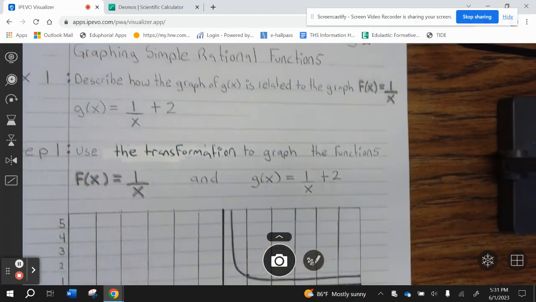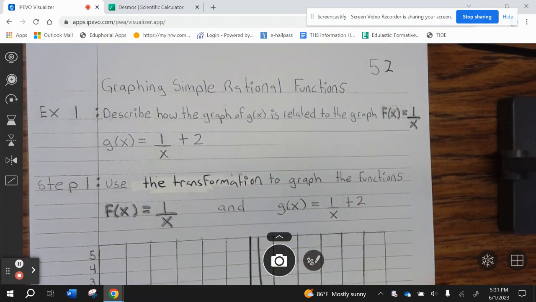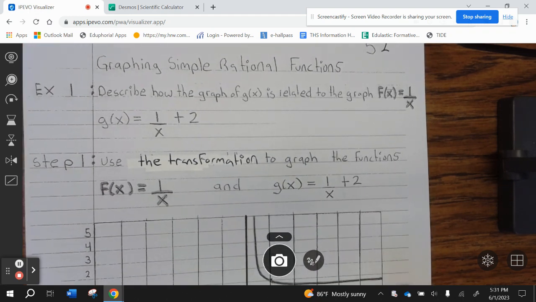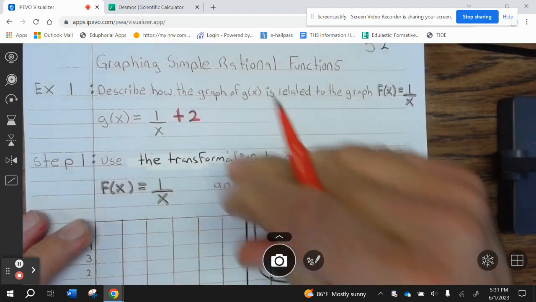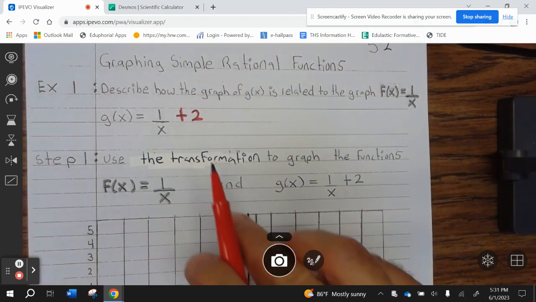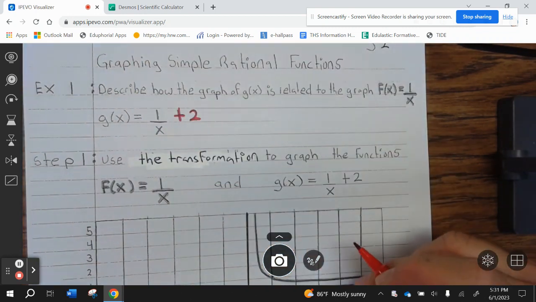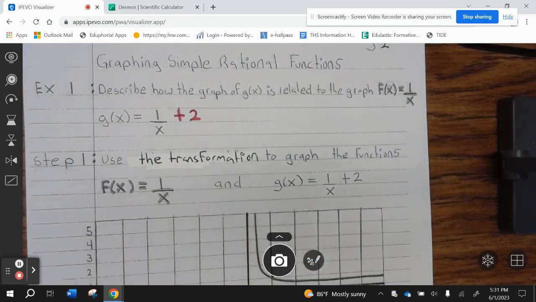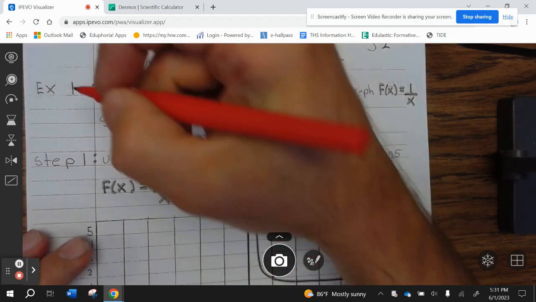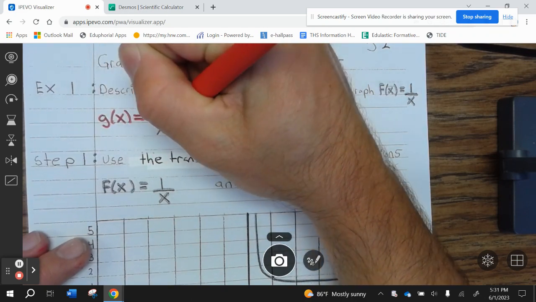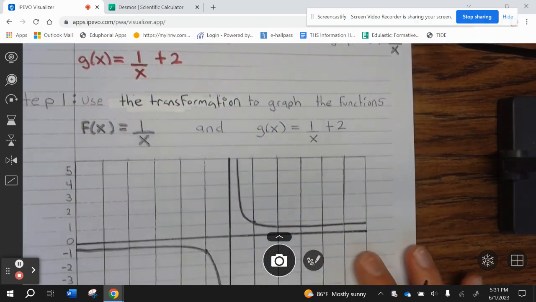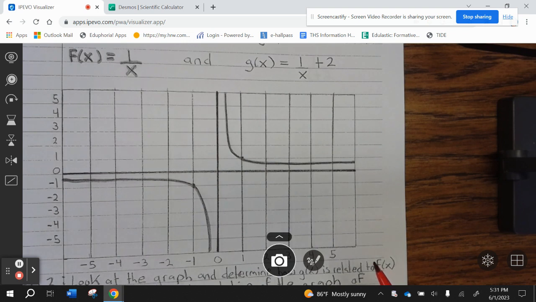Let's take a look at example number 1. Describe how the graph of g of x is related to the graph of f of x equals 1 divided by x. Now, the plus 2 right here means that it goes up 2 units, okay? So since it's going up, let's go ahead and graph g of x in red. Okay, now all you have to do is take everything and go up 2.